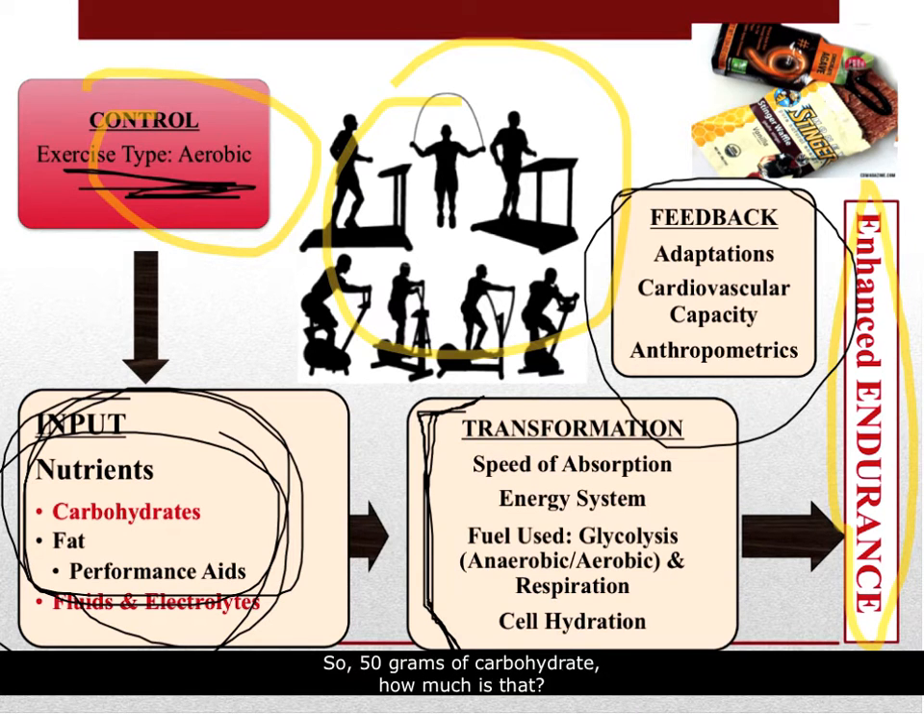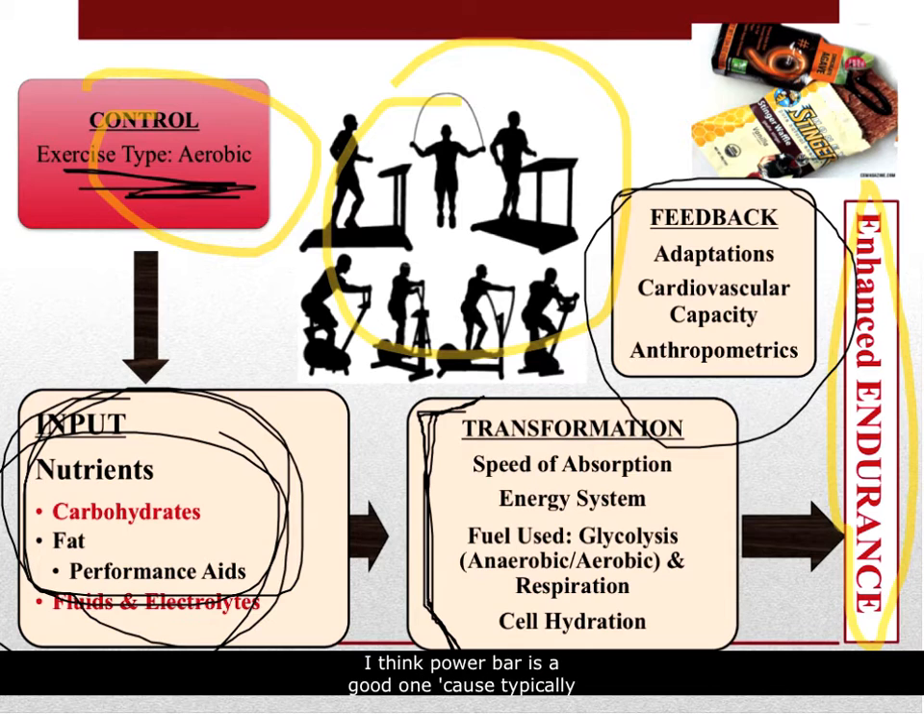So 50 grams of carbohydrate, how much is that? It's about 1.5 cups of cereal or 1.5 cups of pasta, maybe 2, maybe 3, depending on how dense it is, or 2 to 3 slices of bread. You could even resort to some kind of high starchy energy bar. Power Bars are really popular for this. You're supposed to eat those a couple hours prior.